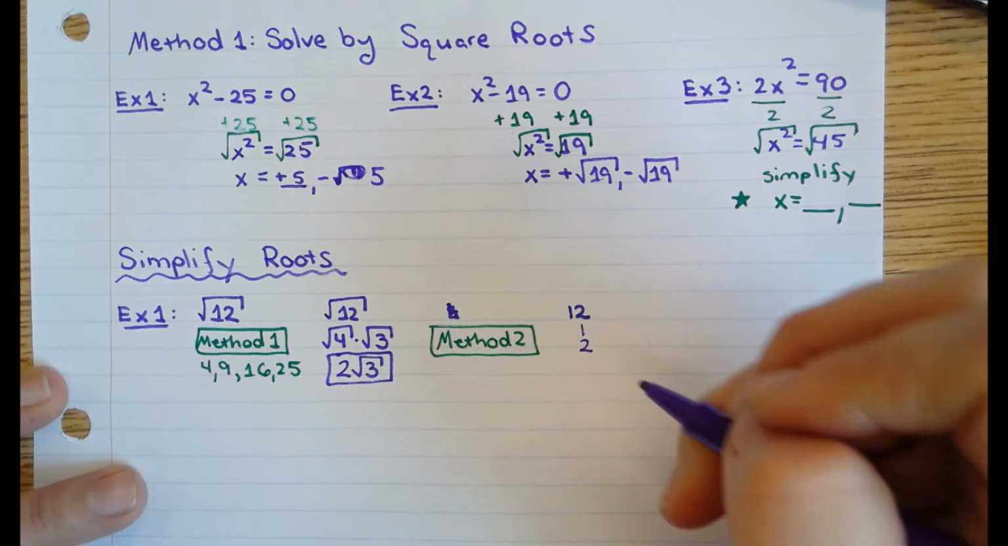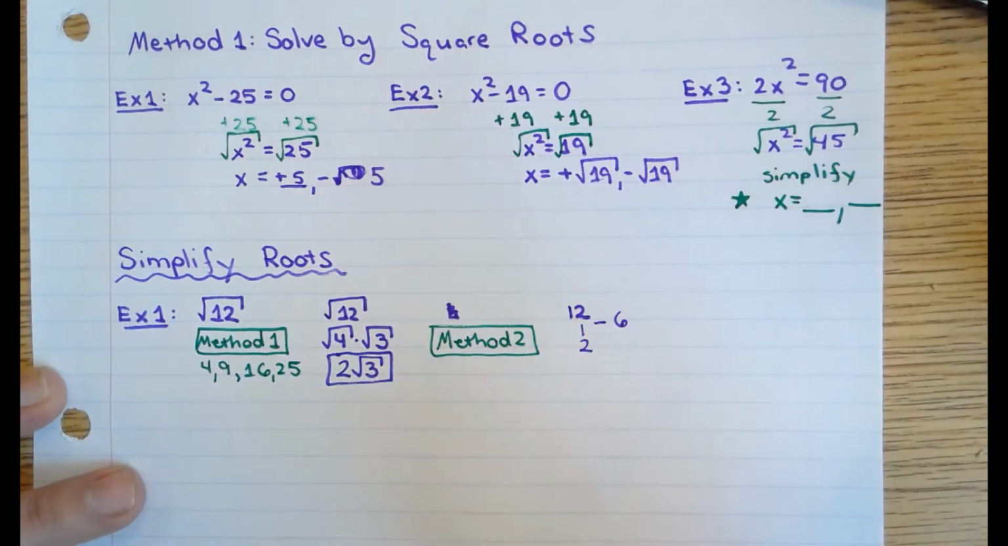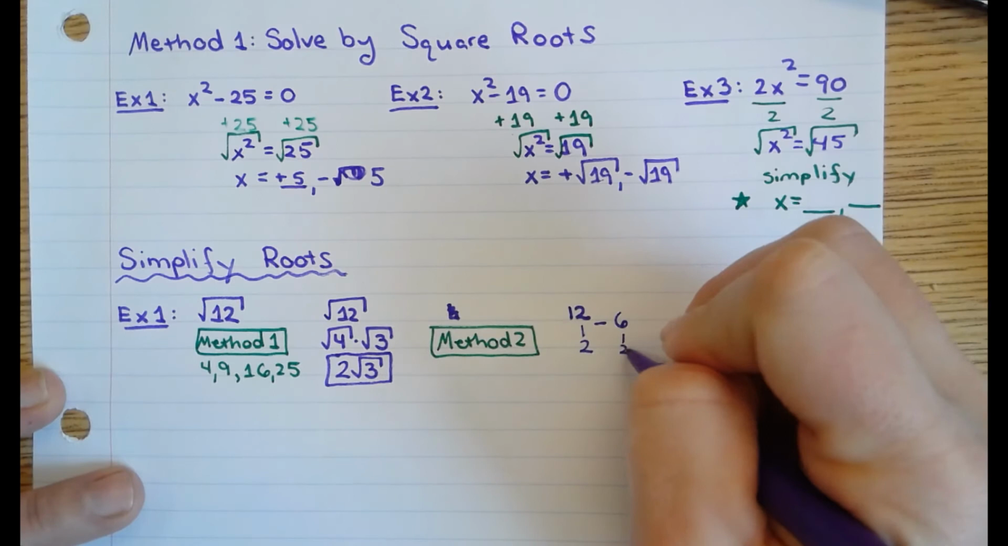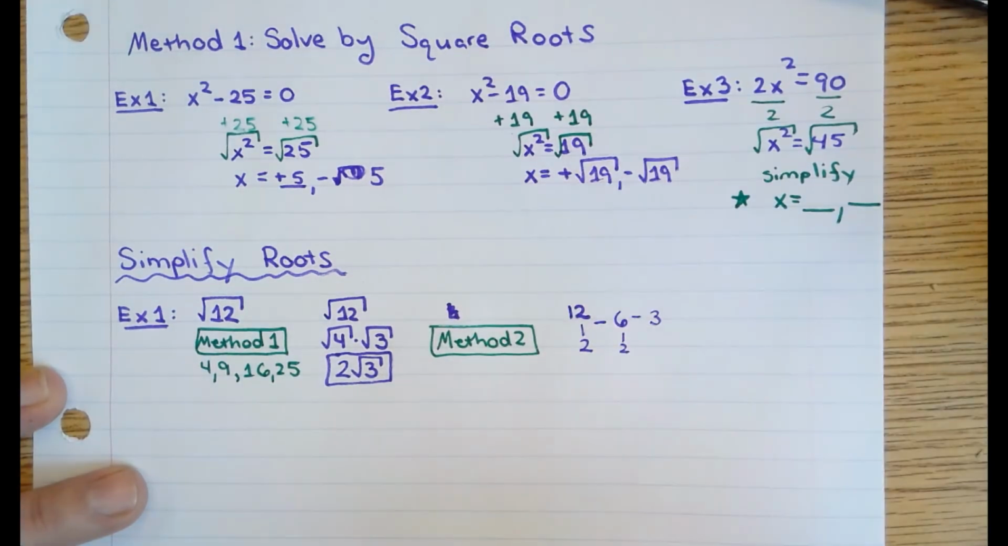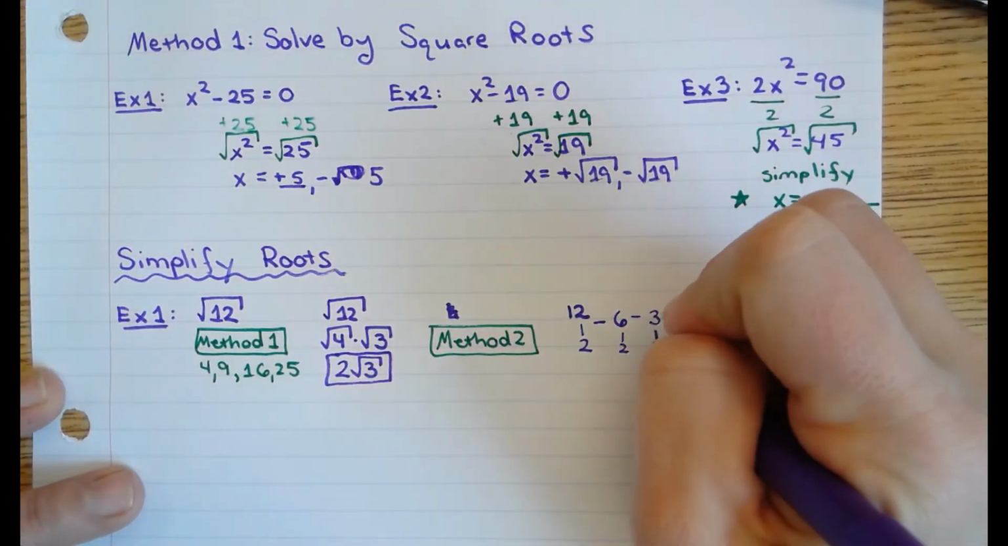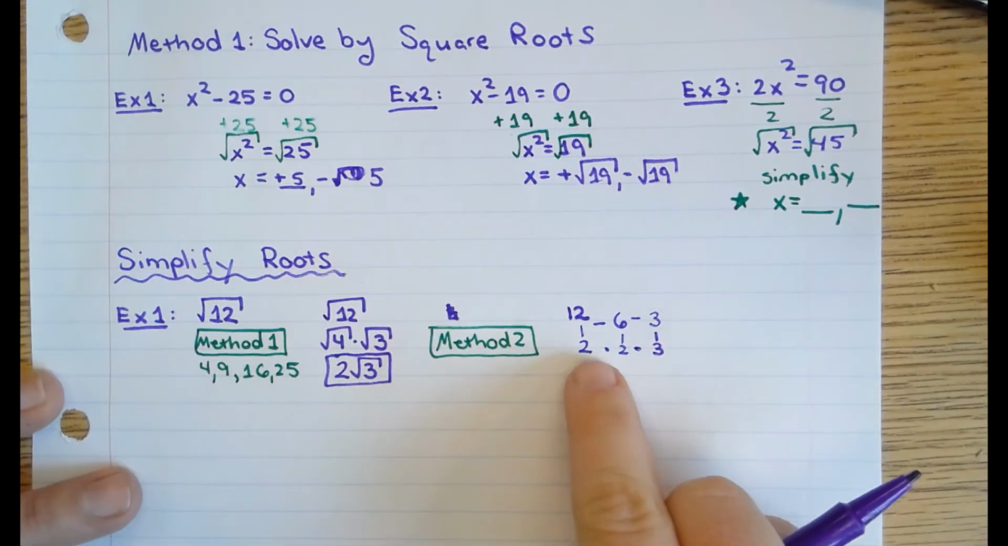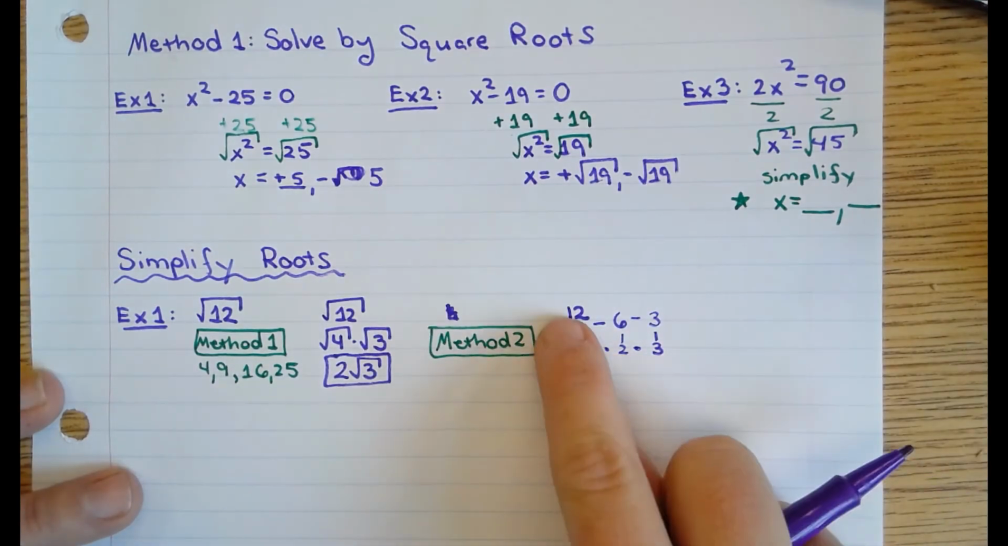2 times what is 6. Okay, and 6 divides again by 2. And we get out 3. Okay, and 3 doesn't divide by anything. So across the bottom right here is my prime factor tree. 2 times 2 times 3 is 12.